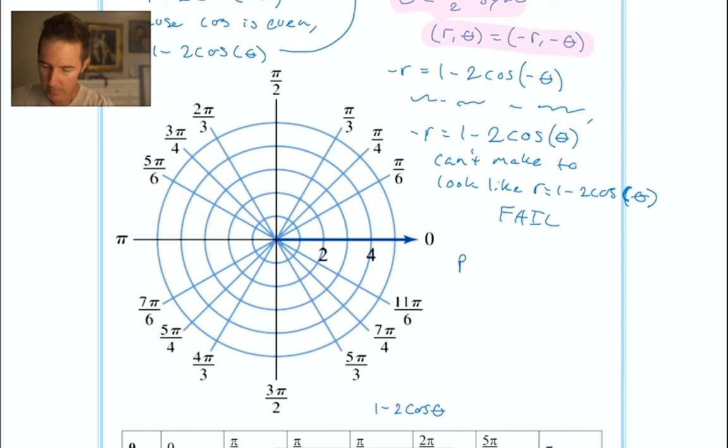pole symmetry. We test for pole symmetry by letting r equal negative r. We'll hit it with the highlighter. I don't know why that did that. There we go. And there. Nice.